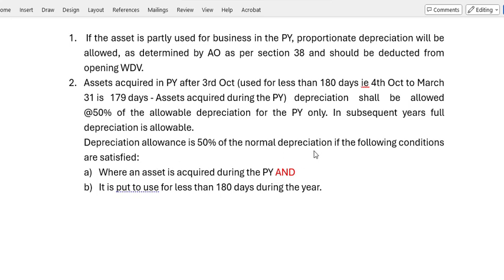Depreciation allowable is 50% of the normal depreciation if the following conditions are satisfied. What are the conditions? Where an asset is acquired during the previous year and it is put to use for less than 180 days during the year. These are the conditions to be satisfied.